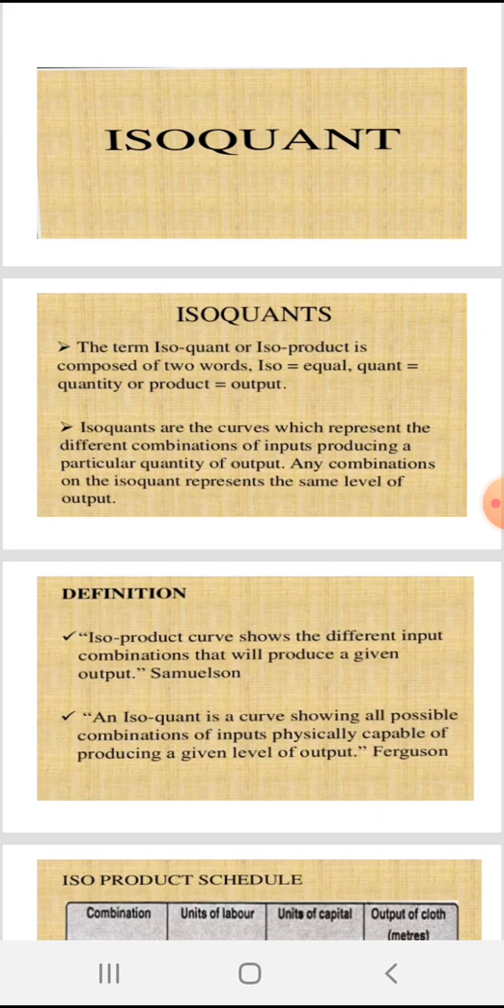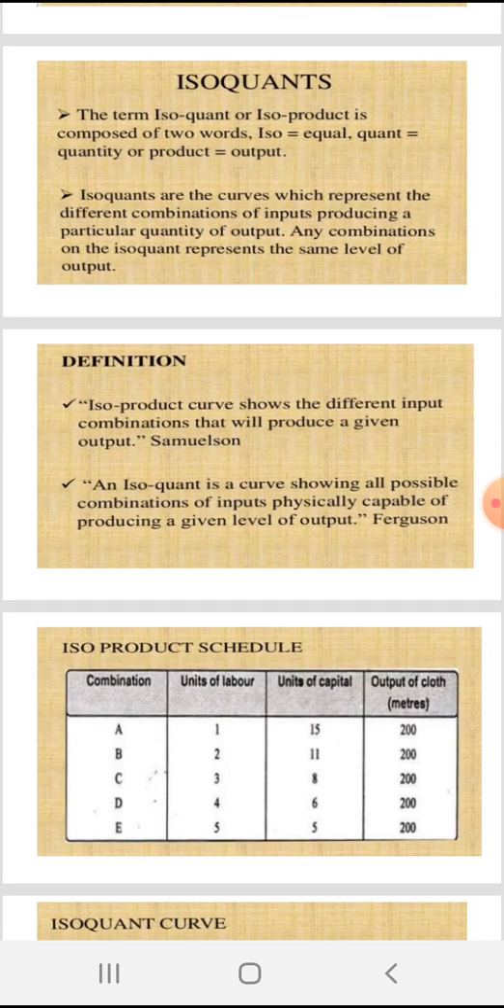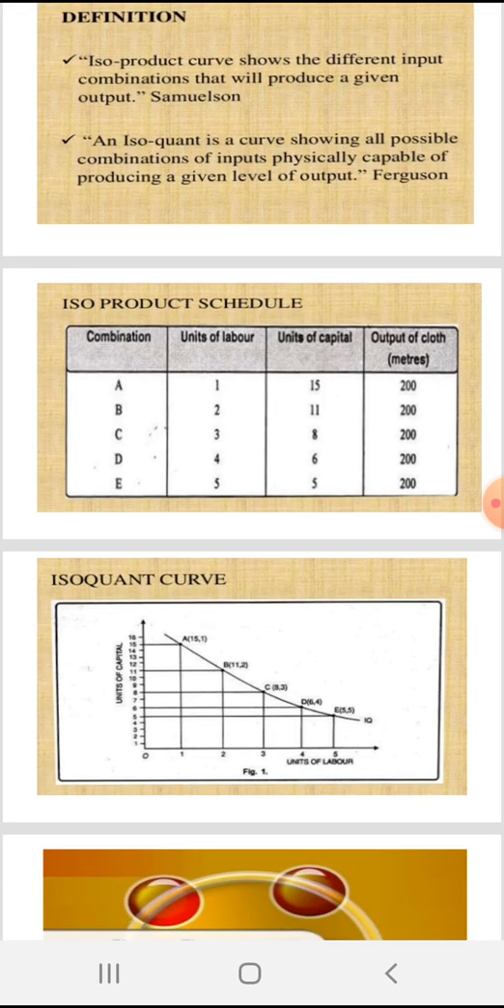Any combination on the ISO-Quant represents the same level of output. Now let us see the definition of ISO-Quant. The ISO product curve shows the different input combinations that will produce a given output, as given by Samuelson. Another definition is: an ISO-Quant is a curve showing all possible combinations of inputs physically capable of producing a given level of output. Now let us see the schedule of ISO product.